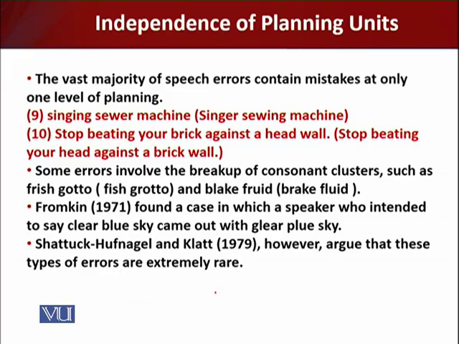Now, one of Fromkin's examples is number 9, which says "singing sewer machine" instead of "singer sewing machine." Here the error is at stage 5 as the suffixes are exchanged for one another. Yet the rest of the utterance, which is the content words, stress values and syntactic structure, remained unaffected.